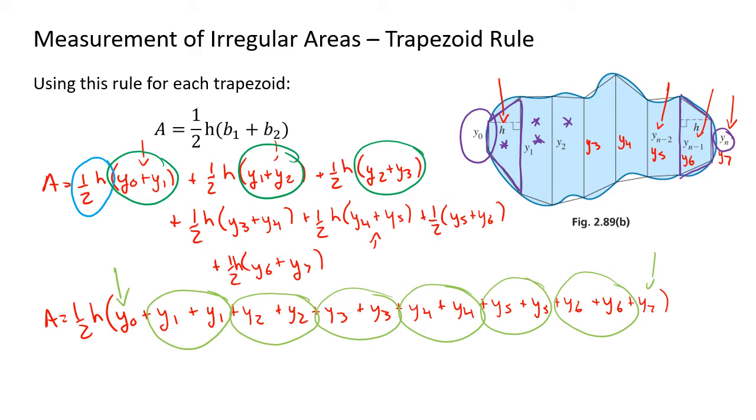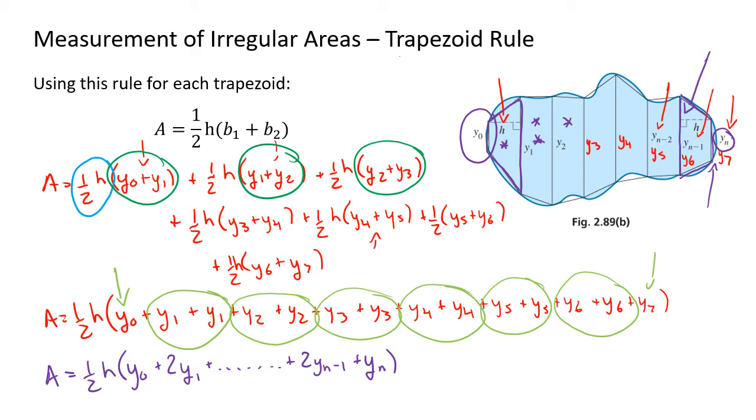So what this means is our area is actually equal to 1/2 times the height times our first measurement, y0, plus 2 times y1, plus all the way through, it's 2 for all of them until we get to our last ones. 2 times y to the n minus 1, or in other words, the second last of our measurements, plus our final measurement, which, because it's our final trapezoid, is only used once. So it's y to the n.